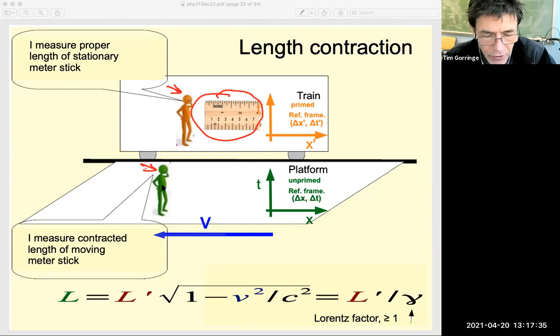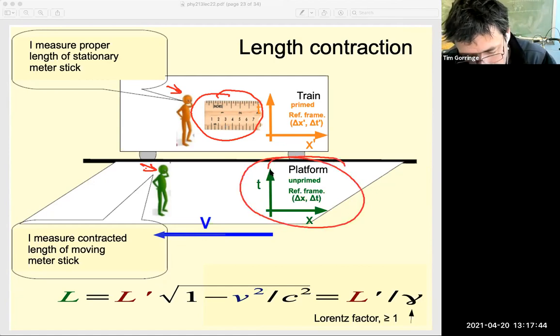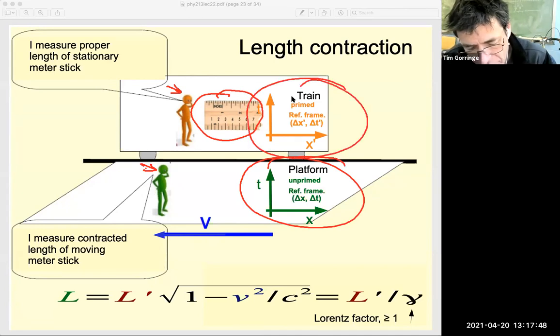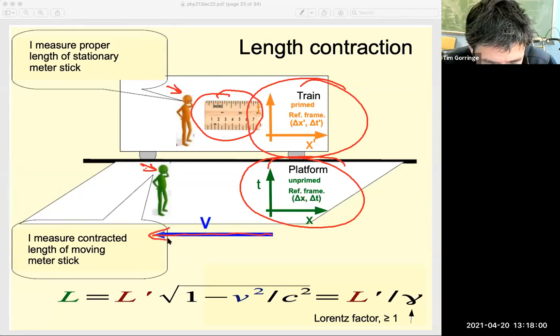And so the observer on the platform sees a moving meter stick. The observer in the train sees a stationary meter stick. And again, they're using their unprimed reference frame on the platform and their primed reference frame on the train to measure the length of the meter stick. And again, this picture is really from the perspective of the train observer who's seeing the platform observer move towards the left.